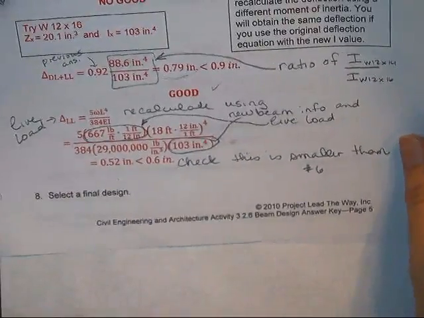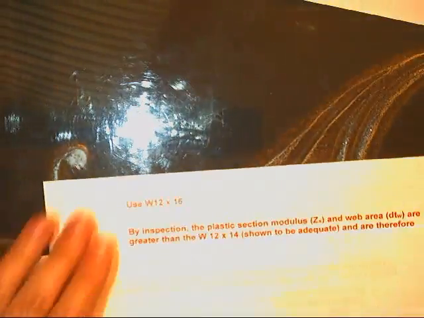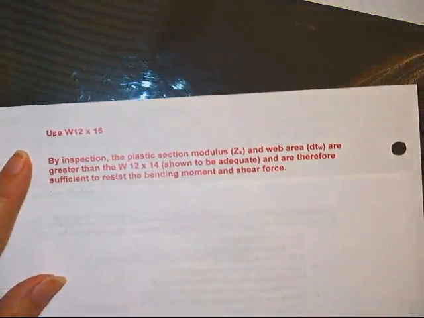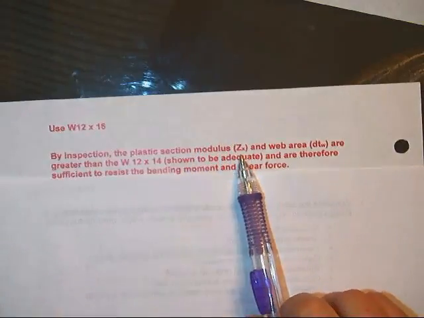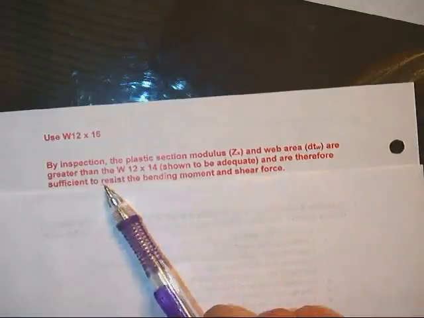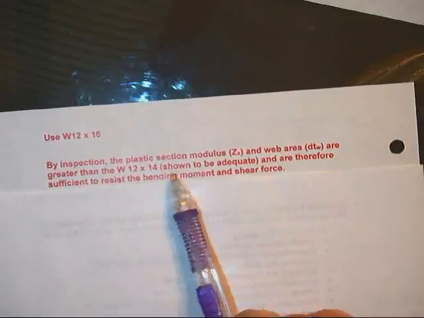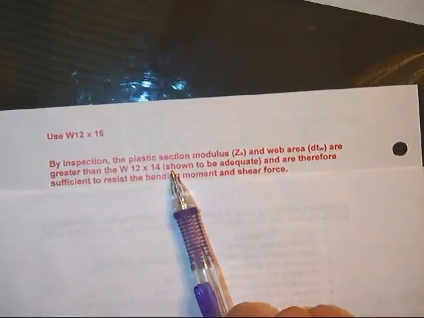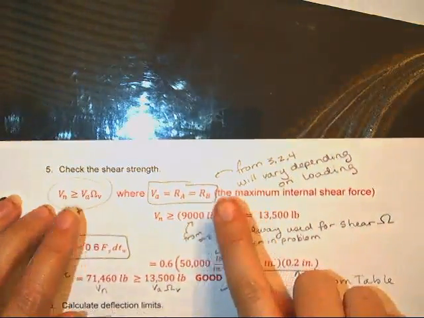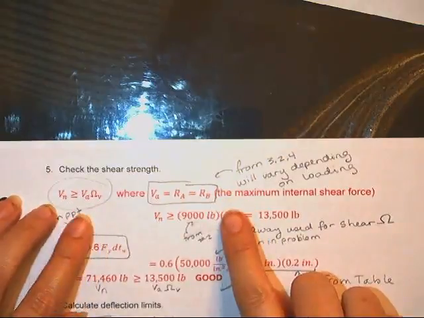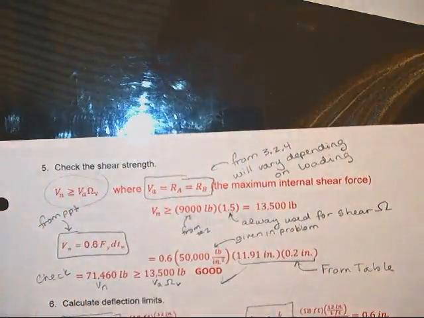So basically we're now down to select the final beam design, which was the 12 by 16. That's the one we found. By inspection, the plastic section modulus Zx and the web area are greater than in this size. And we knew that this size was okay. So therefore we're adequate and we don't have to recalculate them. Basically what we're saying is because the new one is bigger than this one, this is still going to be okay up here. We don't have to go back and calculate that.